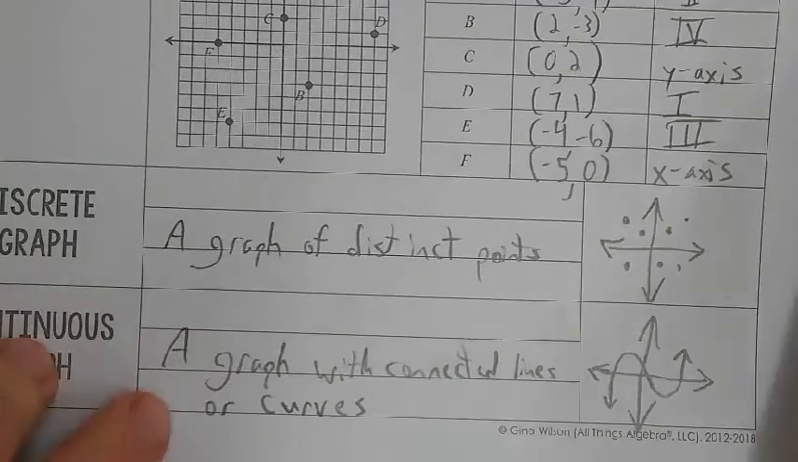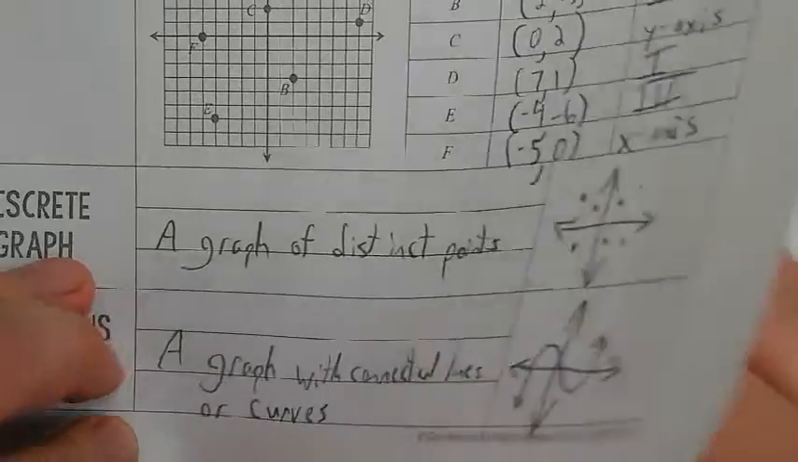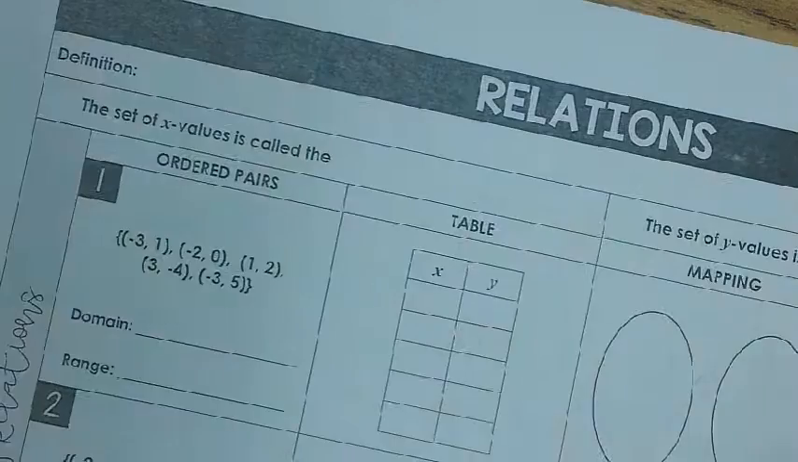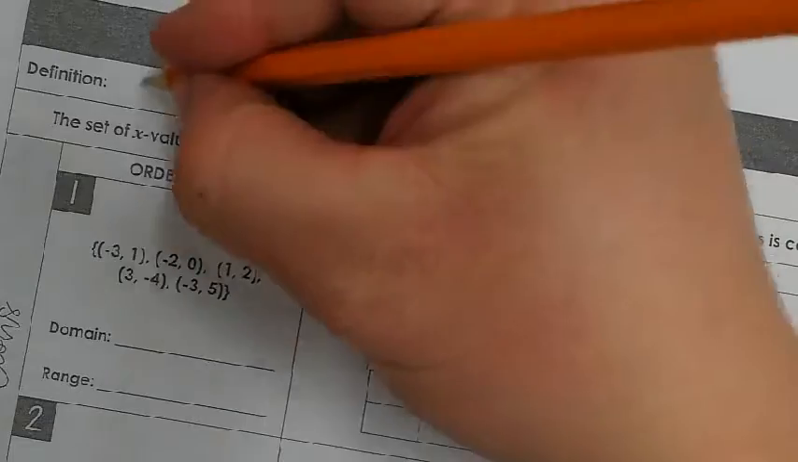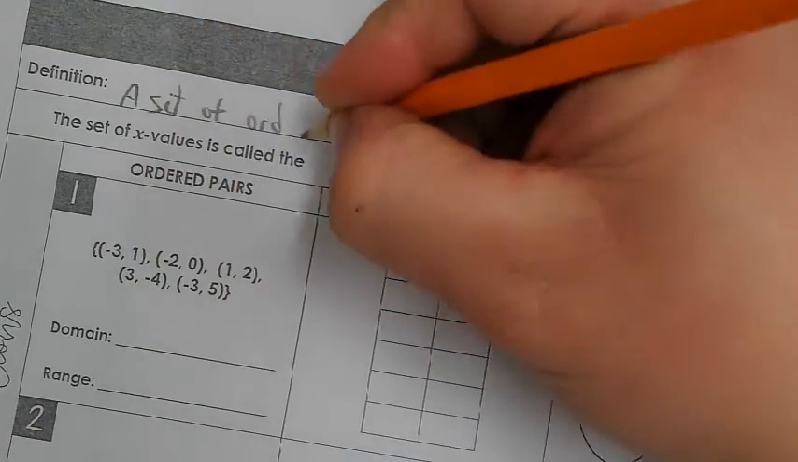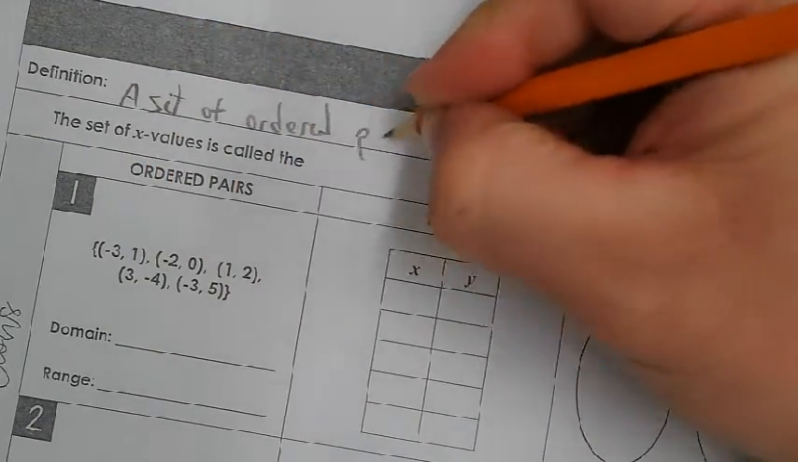So now I'm going to get y'all started on the next page, and then we'll let you take off on it. On this one, we also have to find what the domain and range is. So the definition of a relation is a set of ordered pairs.